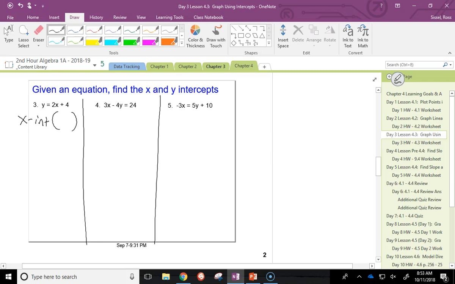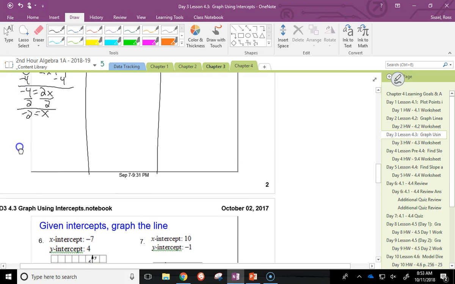Good. So I'm going to go to my coordinates, and I'm going to say y is 0. So now I'm going to rewrite this equation. 0 equals 2x plus 4. And I'm going to solve for it. I'm going to minus 4. -4 equals 2x. Divide by 2. X equals -2. There's my x coordinate.